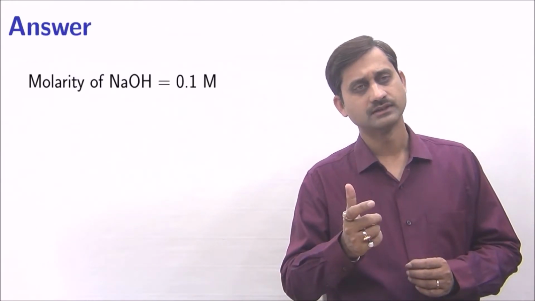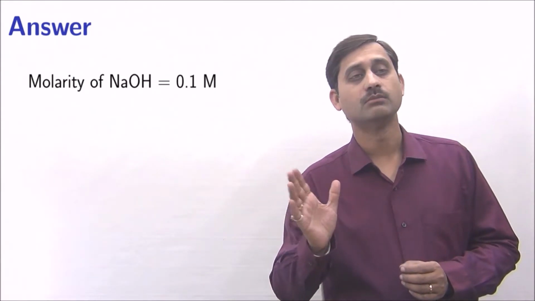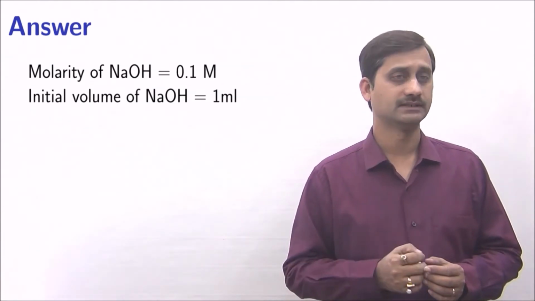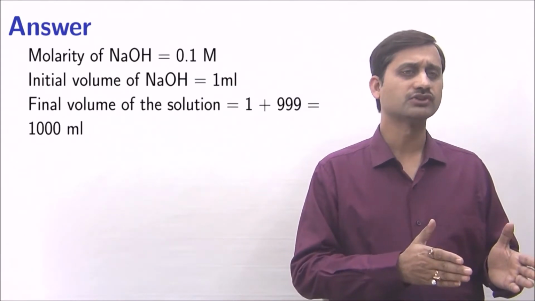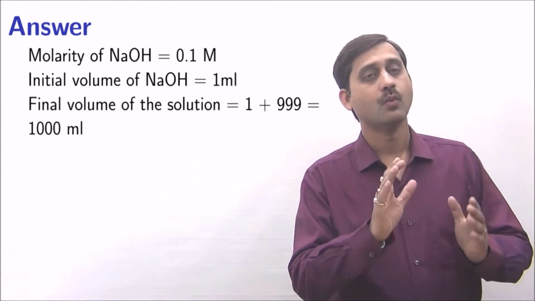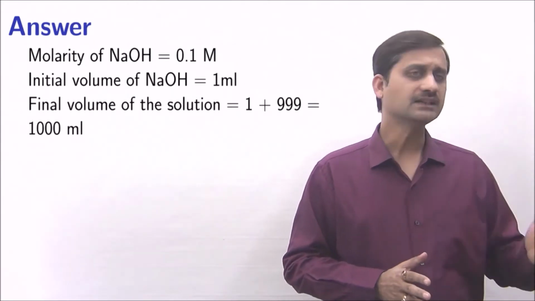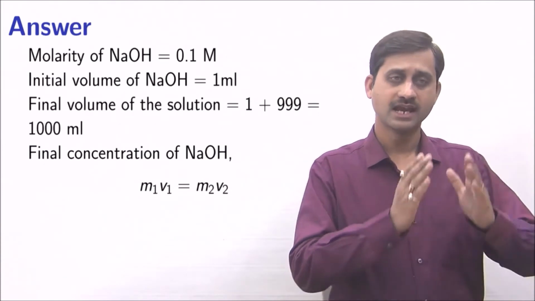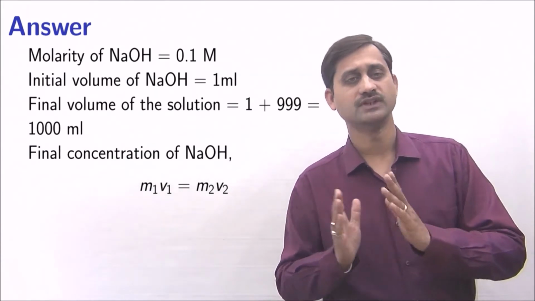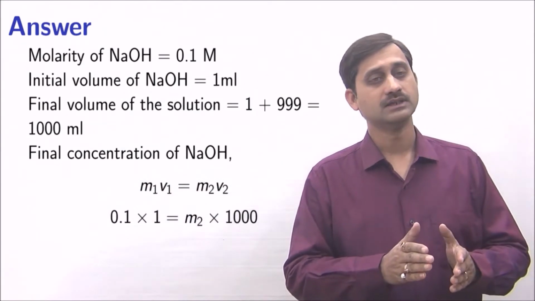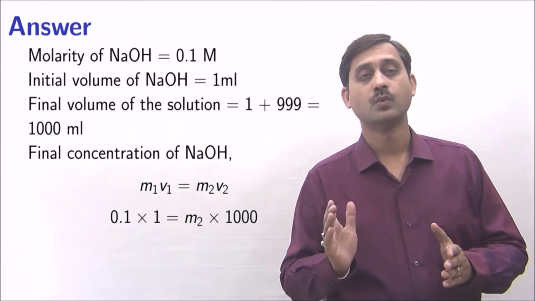The answer to this question would be: the molarity of sodium hydroxide given to us is 0.1 molar. The initial volume of sodium hydroxide given to us is simply 1 milliliter. The final volume of the solution is 1 plus 999 milliliter, that is 1000 milliliter. For the final concentration of sodium hydroxide, we use the molarity equation, that is M1V1 is equal to M2V2. That becomes 0.1 multiplied by 1 is equal to M2 multiplied by 1000.